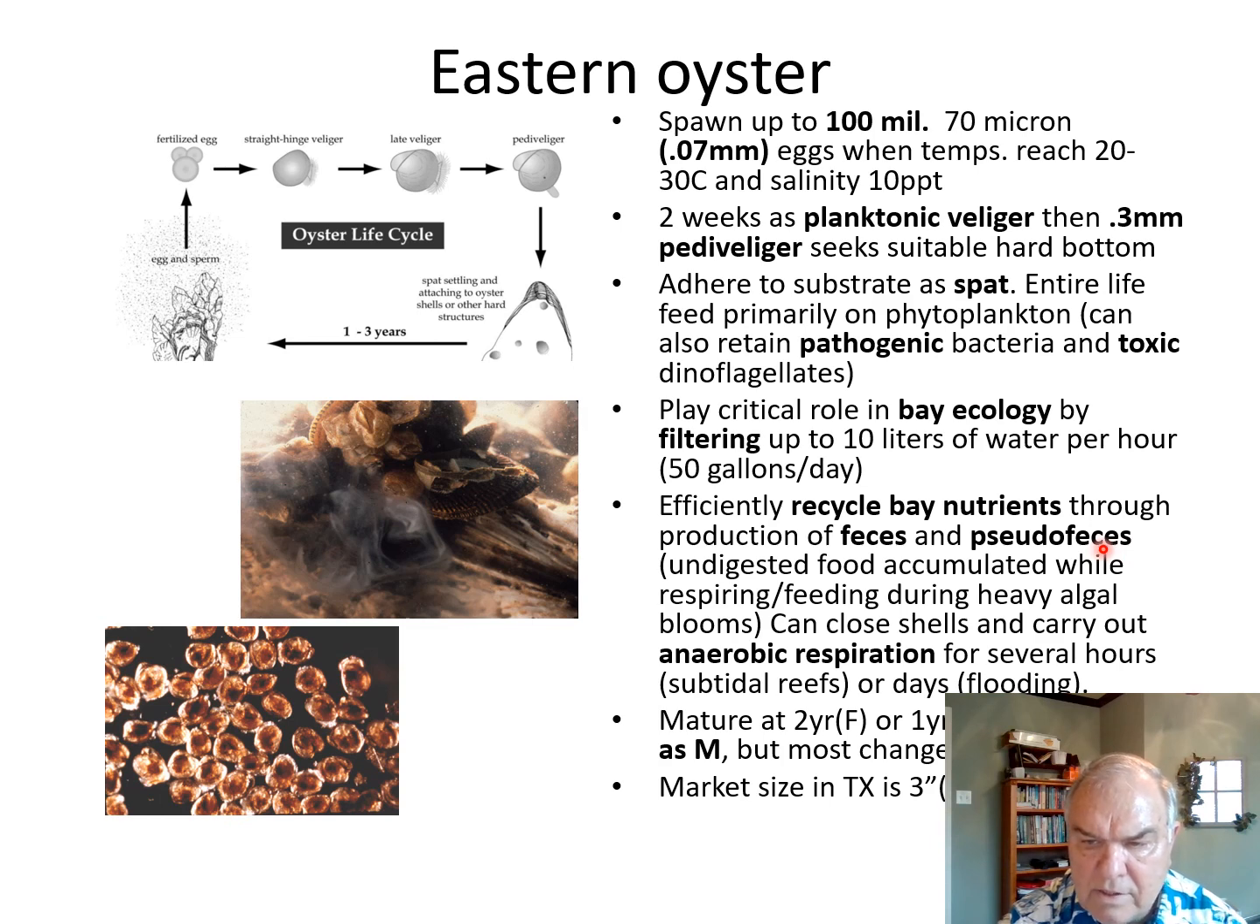If there's an excess of algae in the water, but they need a certain amount of water to flow through their system just to respire, they'll take that excess algae and not even digest it. They will just accumulate it into little strands, and you'll quite often see what's referred to as pseudofeces. When you open up an oyster, you'll see little strands of brownish material around the edges of the oyster. They mature at about 2 years for the female, 1 year for the male. Market size in Texas is 3 inches. It takes about 18 months to 2 years to reach 3 inches.